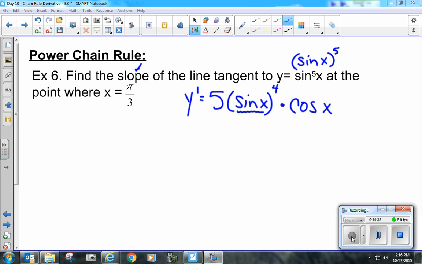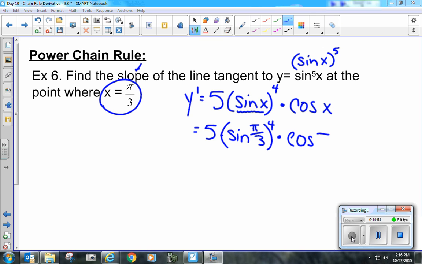They want to know that value right at this point. So for any x, I'm going to put in pi over 3. So I've got 5 times the sine of pi over 3. Remember, that's still to the 4th. Times the cosine of pi over 3. Now, because we have a fear of radians, pi is the same thing as 180. Right? Pi over 3 is like 180 over 3, which is 60. So technically, if you wanted to look at it this way, these are 60 degrees.